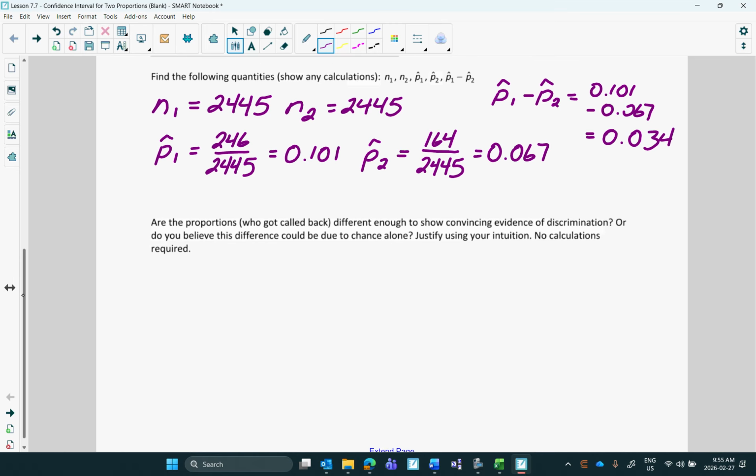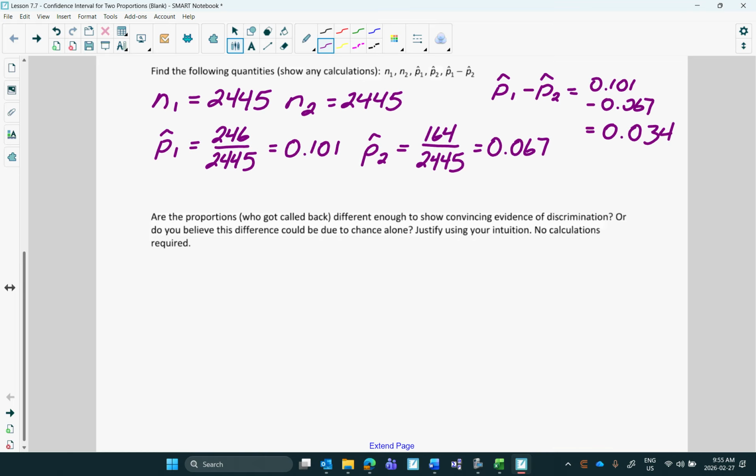Is that different enough to show convincing evidence of discrimination? It seems to suggest it because there was a higher proportion in the sample of white names that received callbacks than there were in the black names. But could the difference just be chosen because of the samples we took? It's possible, right? We don't quite know for sure. So it requires further analysis, which is what we've been doing all along.